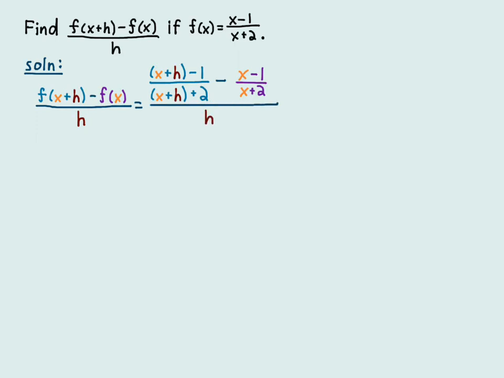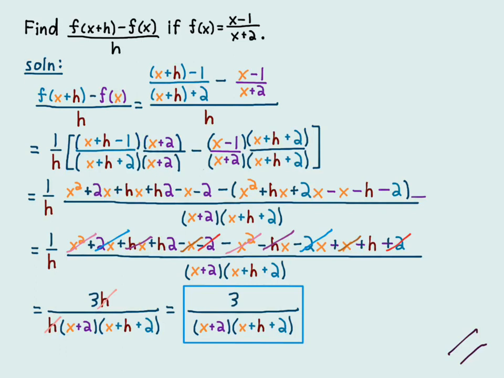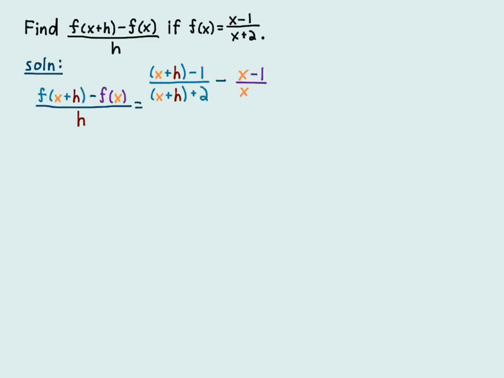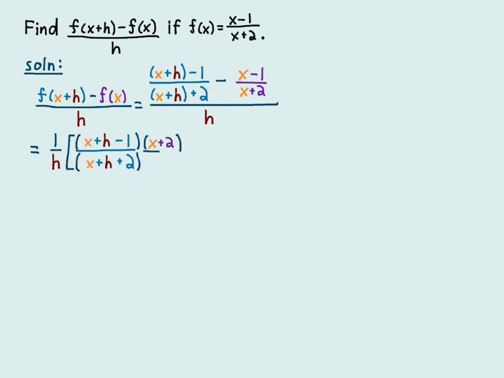Now this is a mixed fraction. It's a fraction where the numerator has fractions in it. I don't like that too much. So instead of dividing by h, I'm going to multiply by 1 over h. So I'm going to write it this way. So I put the 1 over h in front.